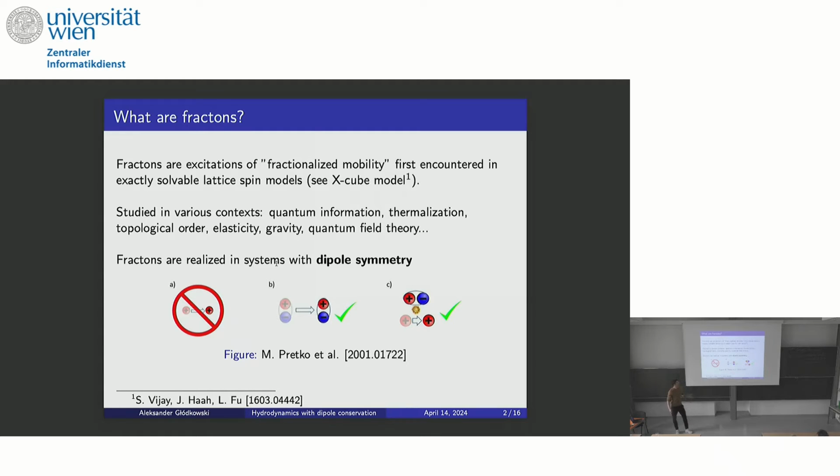Then we have topological order. So as I have mentioned, extensive ground state degeneracy doesn't really fall into the typical topological order that we are familiar with. And then we have elasticity. This is really something very interesting that I will not really talk about in this talk. However, those fractons are related to higher rank gauge theories, and those higher rank gauge theories can provide a dual description of the low energy theory of elasticity. And in particular, in this duality, the role of the fractons is played by the topological defects.